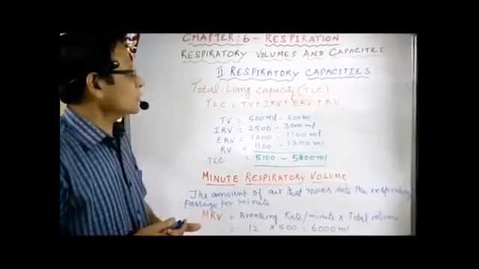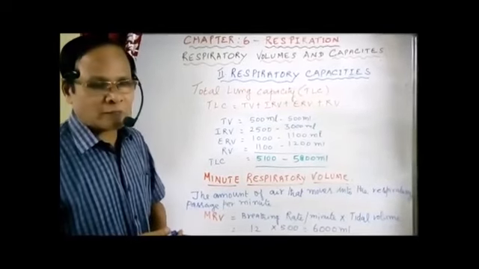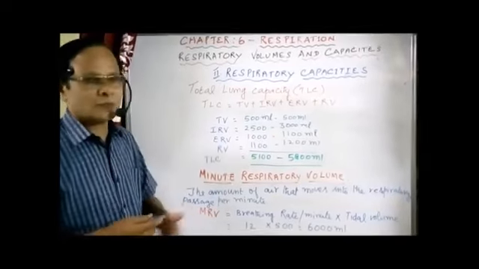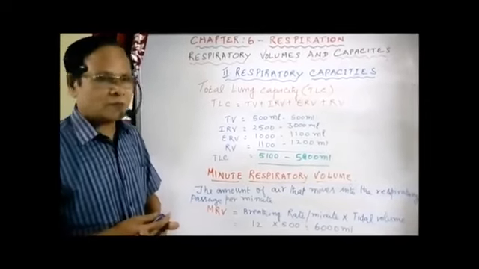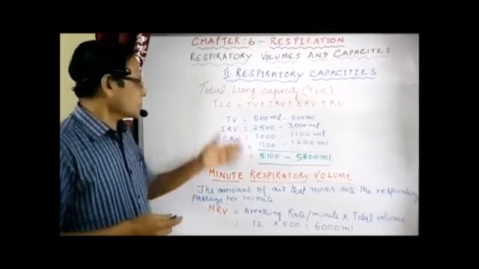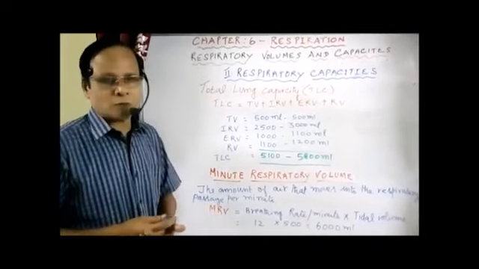Then we have to go for functional residual capacity. One more capacity. After that we have to go for the diagrammatic representation and graphical method also. Okay, that's about total lung capacity and minute respiratory volume.